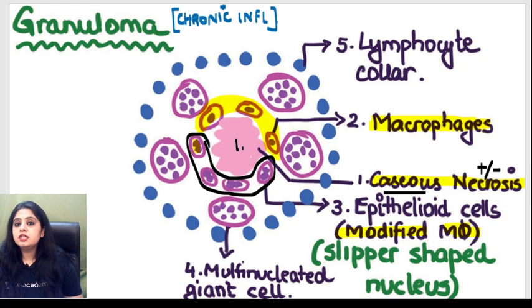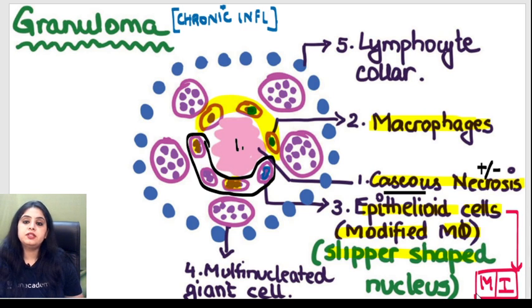What modification? Earlier the nucleus was round like this. Now the nucleus has become slipper shaped and elongated. So the difference is in the nucleus. Earlier it was a round macrophage, it's become elongated like a slipper. You call it a modified macrophage, and that is known as epithelioid cells. Please remember, if someone asks you which is the most important cell of a granuloma, it is the epithelioid cell, the slipper shaped nucleus. What is the 4th cell that I see over here?